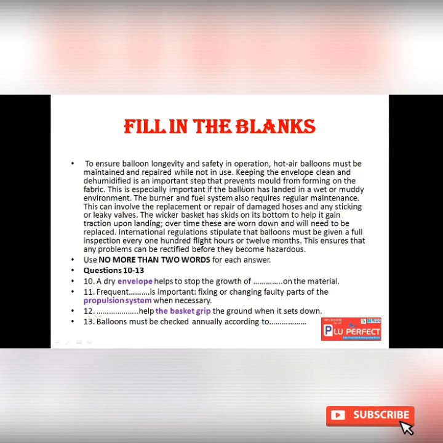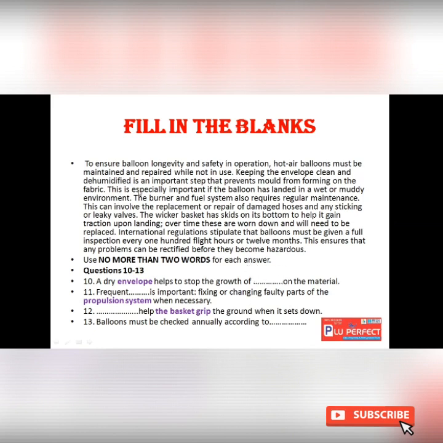Okay, to stop means to prevent. Here, prevent, stop. Okay, forming is growth, but what is forming? Mold is forming. So it is preventing the mold from forming. So mold is growing. Where is it growing? On a particular thing. So on the fabric. Your fabric is material. Okay. So my answer is mold.